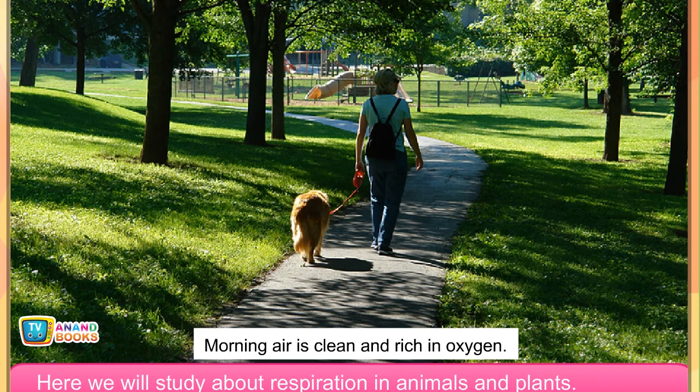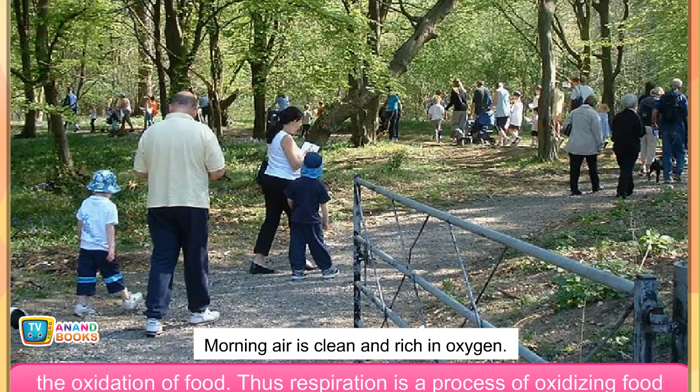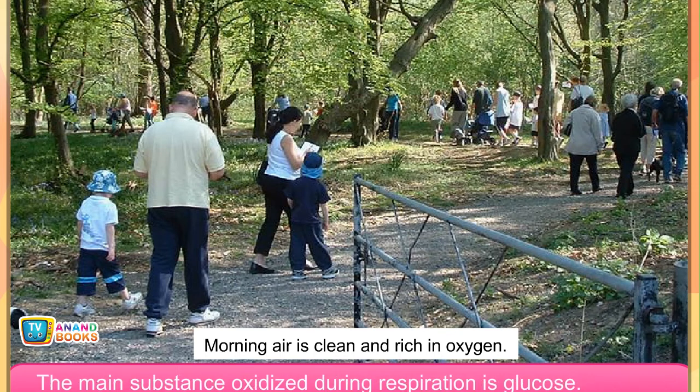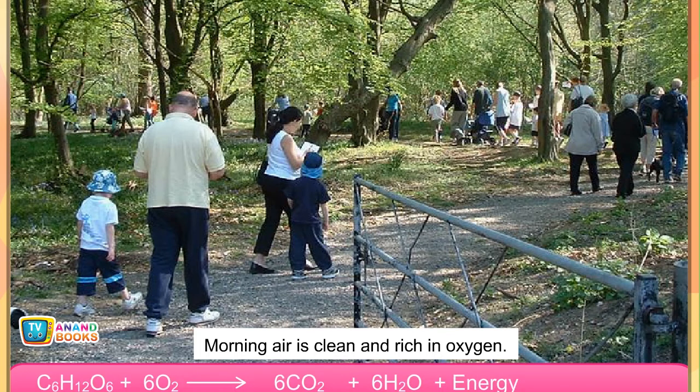Sustenance of life of an individual needs energy. This comes from the oxidation of food. Thus, respiration is a process of oxidizing food and release of energy in body cells. The main substance oxidized during respiration is glucose. C6H12O6 glucose plus 6O2 oxygen gives 6CO2 carbon dioxide plus 6H2O water plus energy.